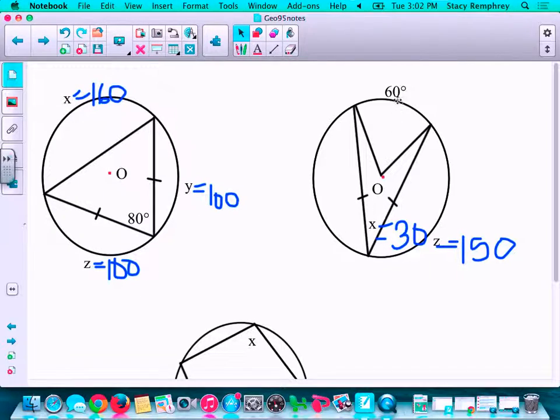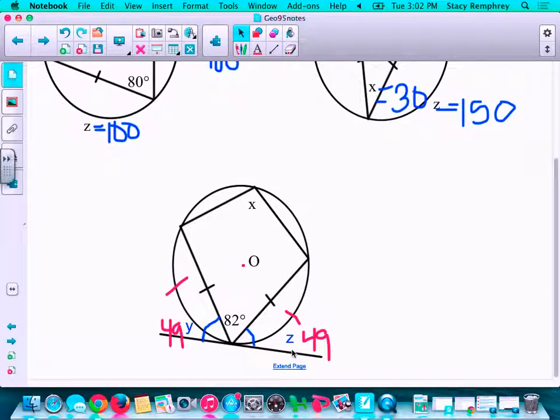Angle X is 30 degrees because it intercepts a 60-degree arc. It's half of that, that's 30. So if this arc is 60, then there are 300 degrees to split equally among the other arcs. I know these arcs are equal because these chords are equal. So half of 300 is 150. That makes Z 150.